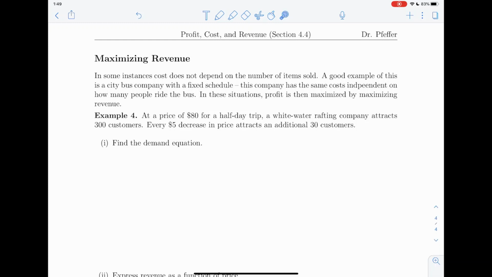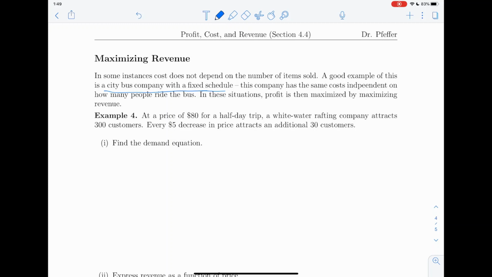A really good example of this is a city bus company with a fixed schedule. This company runs buses on a fixed route and a fixed schedule. They don't really care. It costs the same amount to run their bus whether 2 people get on the bus or 4 people get on the bus. So for them, they maximize profit when they maximize revenue. The cost is fixed and it doesn't change.